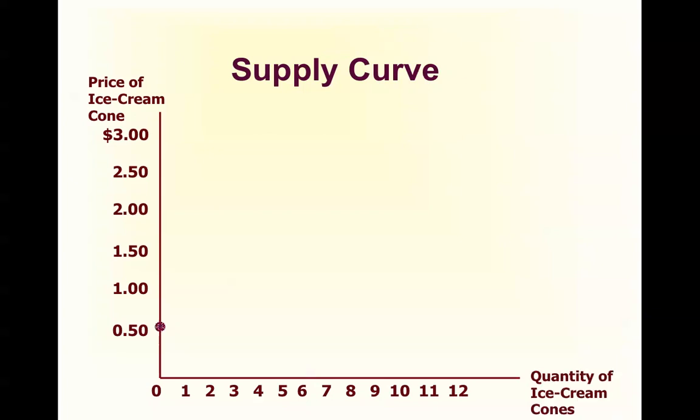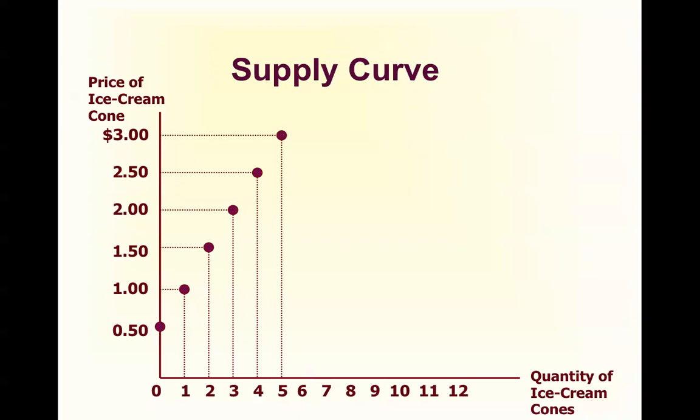For the producer, however, they want to sell as much as possible at the highest possible price. So at a price of 50 cents, they're not willing to sell, because the price is too low, maybe won't even cover their costs. At a price of $1, they're willing to sell 1. At $1.50, willing to sell 2. $2, willing to sell 3. $2.50, willing to sell 4. $3, willing to sell 5. And so here is our supply curve.